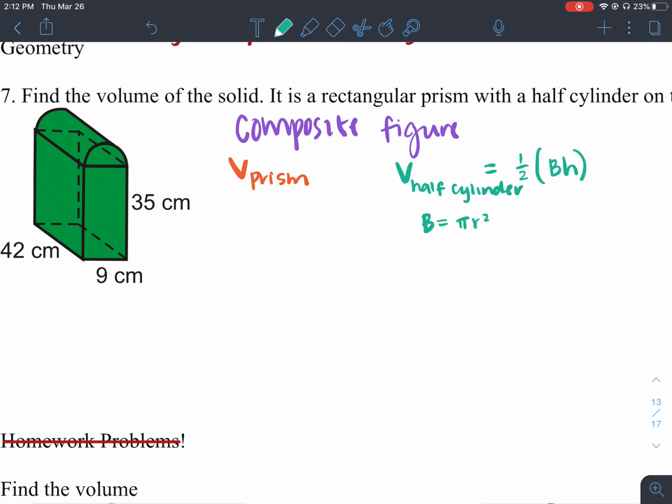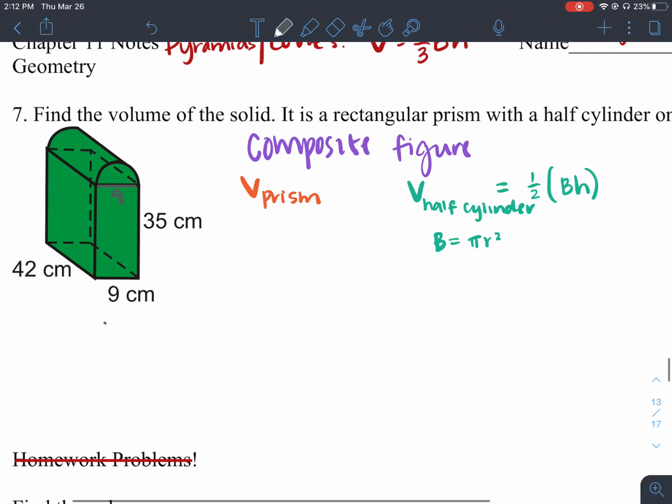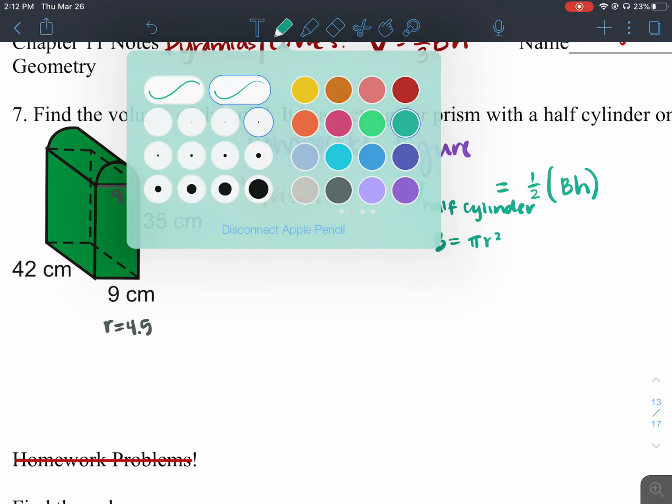This is going to be pi r squared. And if I just focus on the cylinder here, I don't know anything about my radius, except if I look down here. This distance down here of 9 has to match this distance up here. So that means my diameter is 9, which means my radius has to be 4.5. Okay, so not the prettiest number, but it's usable.